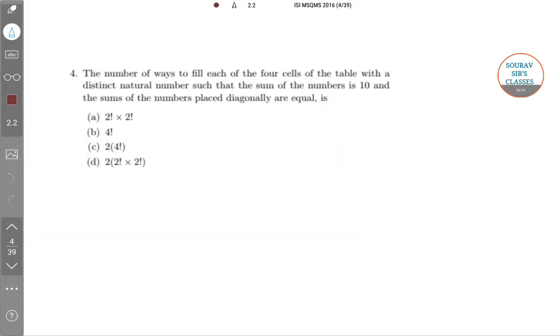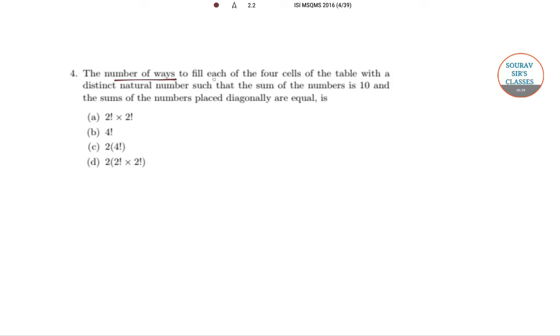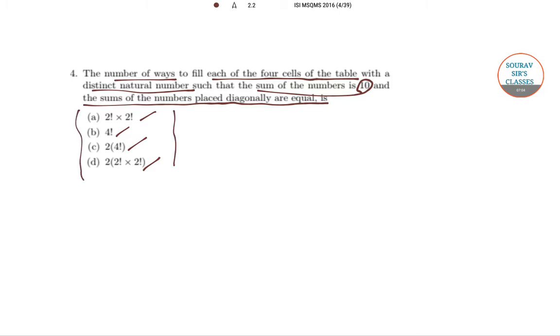In question number 4, it is said that the number of ways to fill each of the 4 cells of the table with a distinct natural number such that the sum of the numbers is 10 and the sum of the numbers placed diagonally are equal is 2 factorial into 2 factorial, 4 factorial, 2 into 4 factorial, and 2 into 2 factorial into 2 factorial. So these are the 4 options that we are concerned with here.